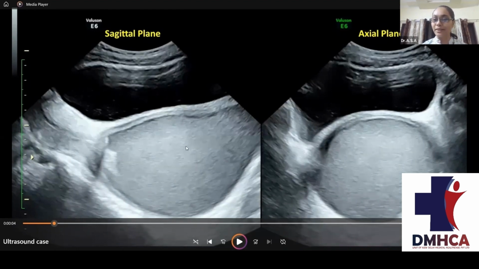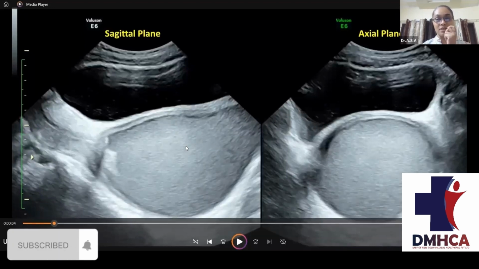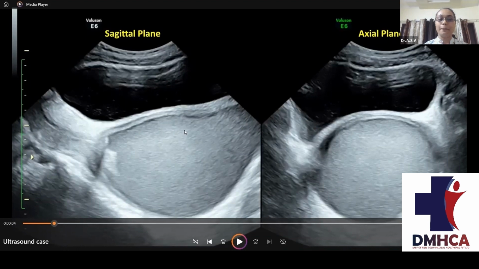What is the echotexture? Anyone? We studied it in our very first lecture, echotextures. Common picture, very common picture. This should be here in your brain. It should not go away. You should keep on repeating this picture in your brain.